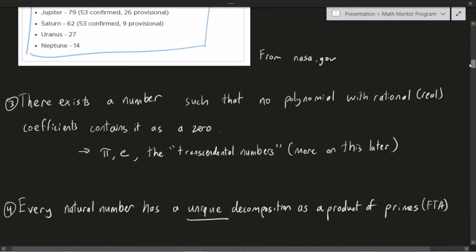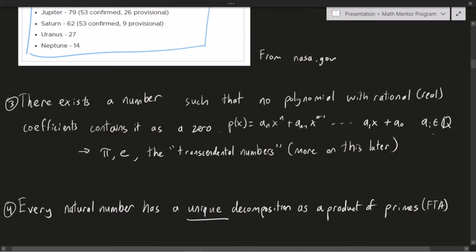Perhaps a more mathematical context is the following, which states that there exists a number such that no polynomial with rational coefficients contains it as a zero. So what does that mean? Well, remember that a polynomial, p, is usually of the form a_n x^n plus a_{n-1} x^{n-1} all the way up until a_1 x plus a_0, where all the a's are real numbers and x is just some variable. Okay? So if my a's are not just real, but I require them to be rational numbers, so fractions, there are actually numbers which never appear as the root of these polynomials.